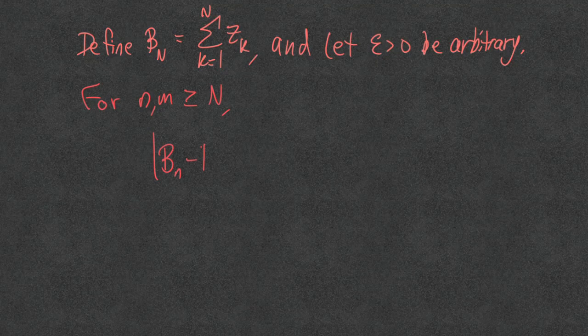b sub n minus b sub m, right? Because this is a sequence. This is a sequence of complex terms, and we're going to show that it converges. Okay, so again, by the same logic, using the same work as above, this is just equal to the sum from k equals m plus 1 to n of the z sub k's.